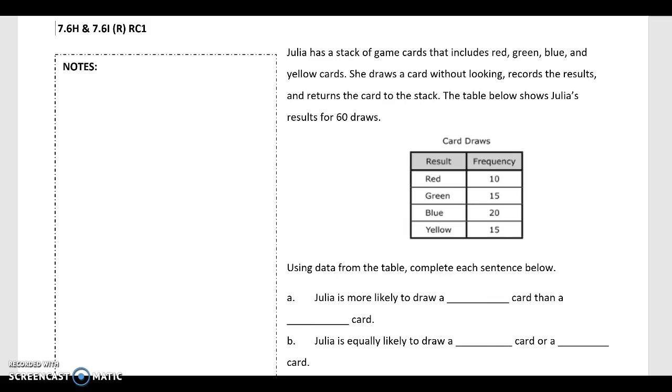Okay, class, today we're going to be going over probability, and we have more notes today than we've had lately. So first thing is the difference between theoretical and experimental probability. So theoretical probability is what should happen, right? So if you flip a coin twice, you should have one heads and one tails.